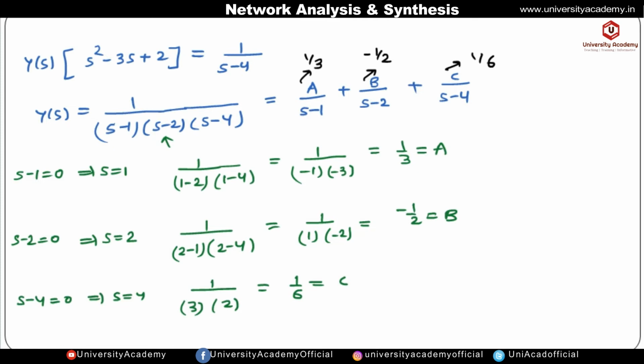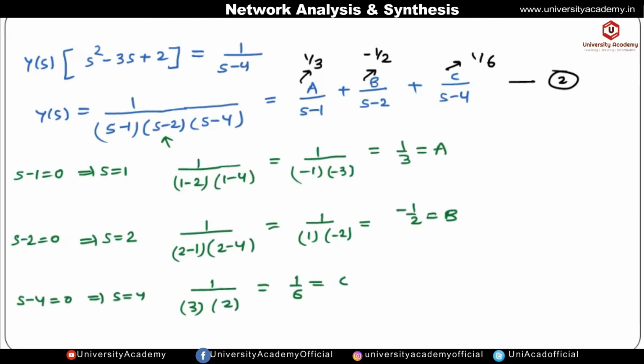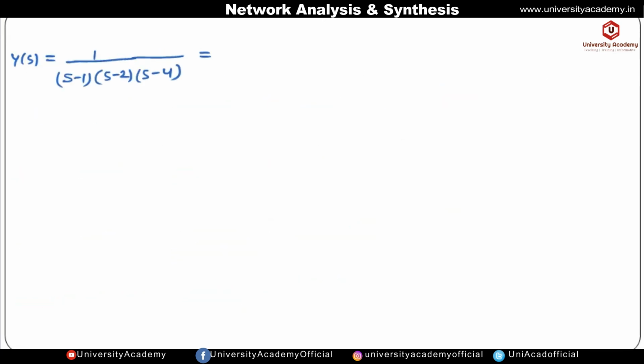So now we have obtained the values of A, B and C, so we will put them in this equation, suppose it is equation 2, so we will substitute here and then we will apply the inverse Laplace transform. So the A value we have obtained is 1 by 3 by s minus 1. Okay, so this is 1 by 3 into s minus 1.